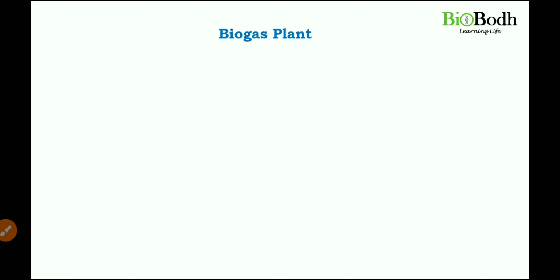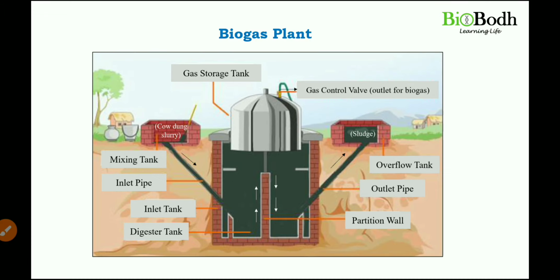So a typical biogas plant looks somewhat like this. As I have discussed, you can see towards your left, it has a mixing tank where you can mix the organic waste with water, and it is connected to the digester tank by means of the inlet pipe. Whatever slurry is prepared goes inside the digester tank, where in the presence of methanogenic bacteria, the organic waste is digested, and you can say it is completely sealed. So the overall process takes place in the absence of oxygen.